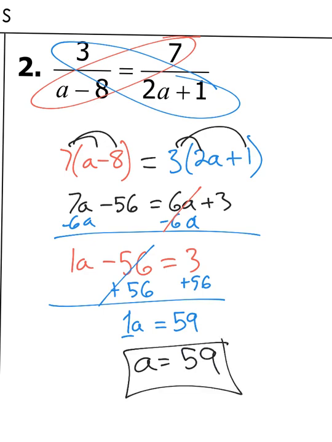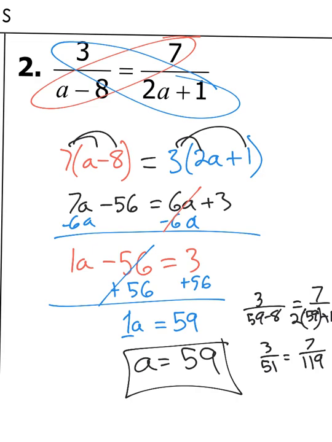Okay, now that answer seems a little weird, so let me just go back in and check it. For the first fraction, if I have 3 over 59 minus 8 equaling 7 over 2 times 59 plus 1. Yeah, something seems weird there, but let's check it out. All right, so 3 over 51 equals 7 over, 59 times 2 would be 118, plus 1 is 119.